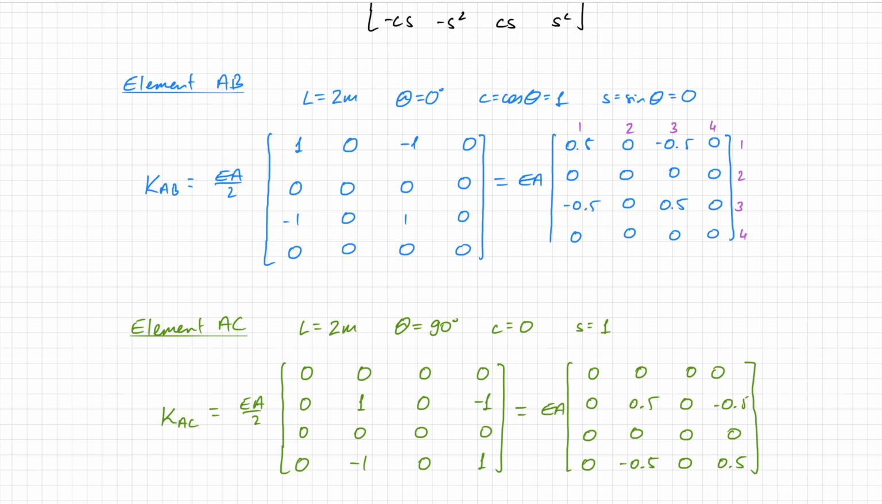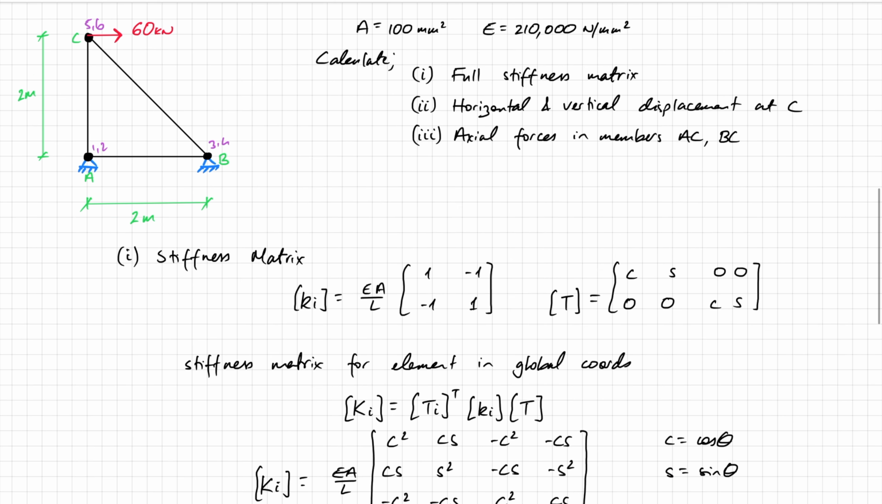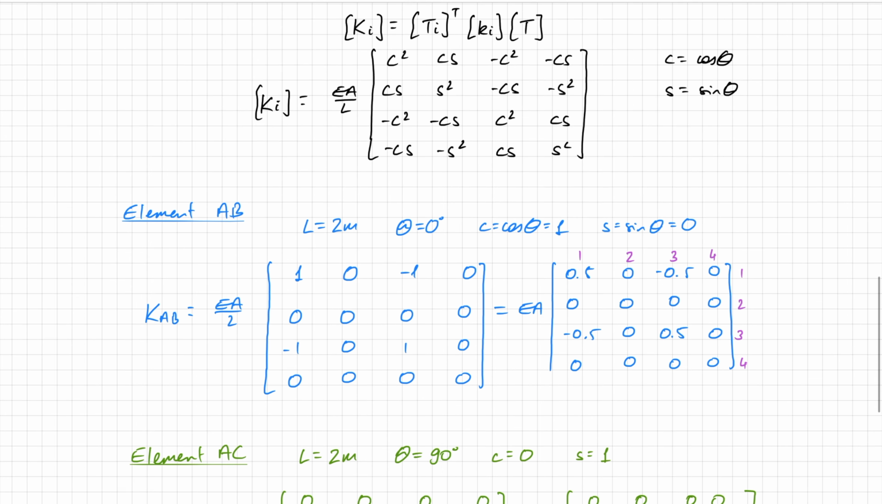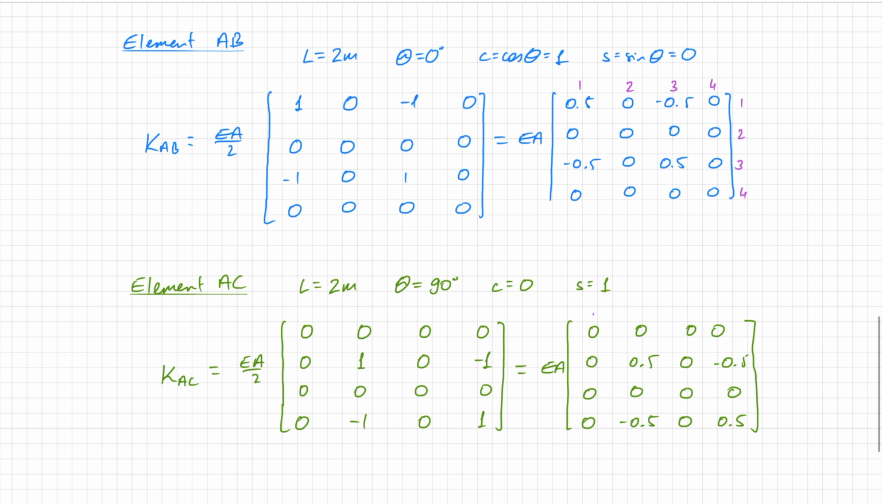And once again, I want to note the degrees of freedom. So if I go back to have a look at element AC, I can see that the first 2 degrees of freedom are 1, 2, and the second degrees of freedom are 5, 6. So let's note that here, 1, 2, 5, and 6.